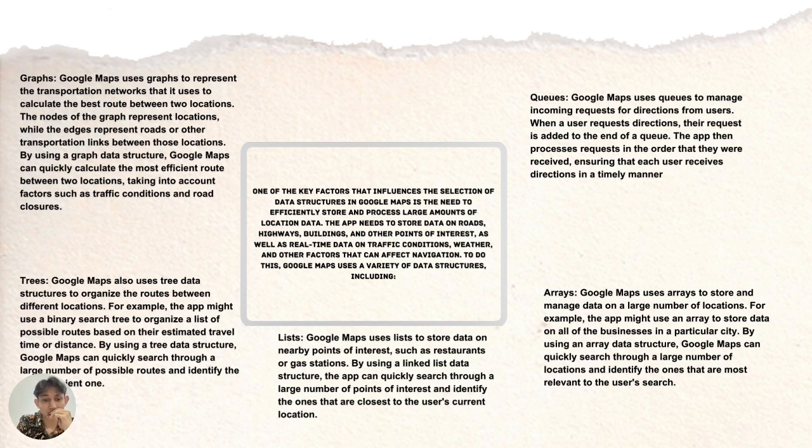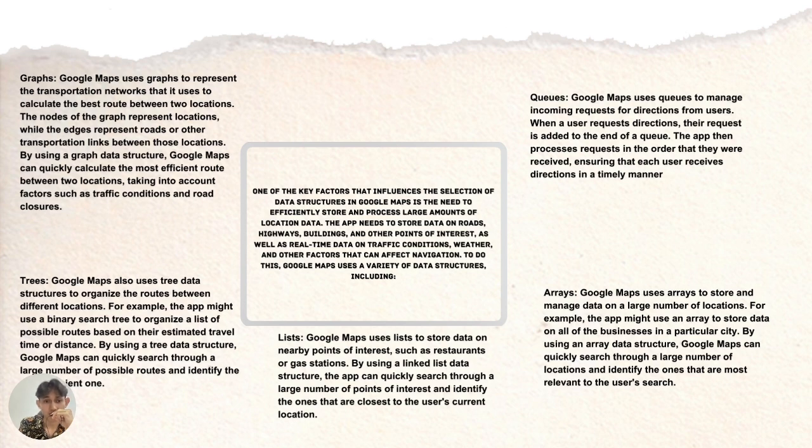One of the key factors that influence the selection of data structures in Google Maps is the need for efficiency to store and process large amounts of location data. The app needs to store data on roads, highways, and buildings and other points of interest, as well as real-time data on traffic conditions, weather, and other factors that can affect navigation. To do this, Google Maps uses a variety of data structures, including, the first one, graphs.